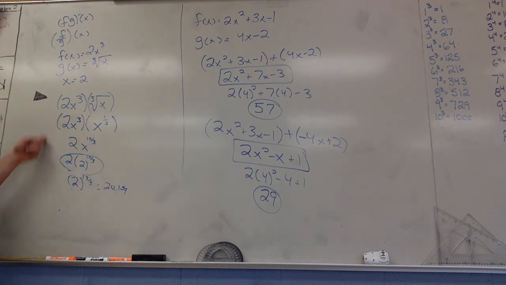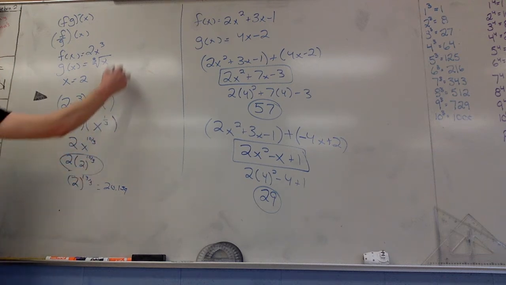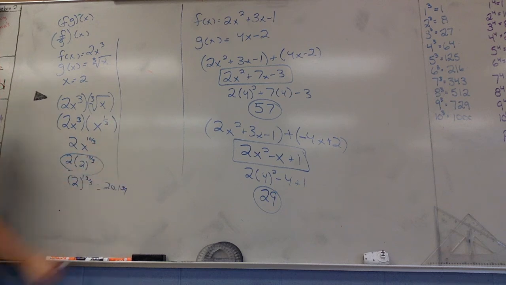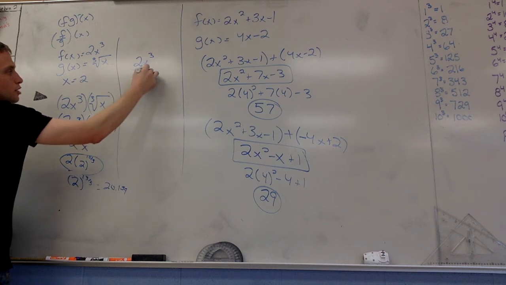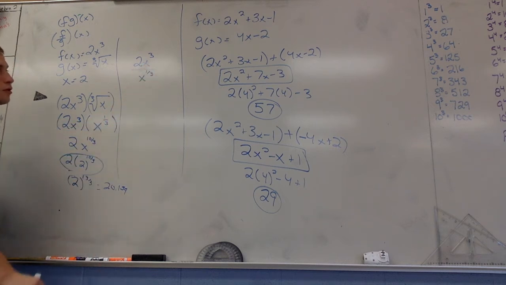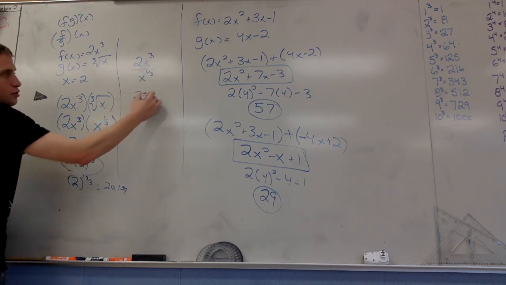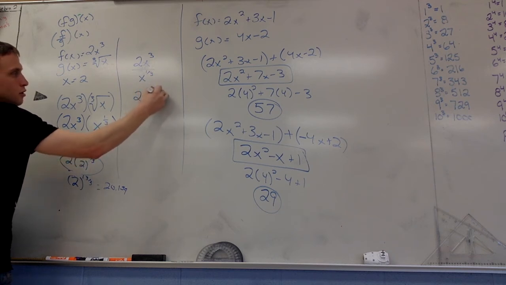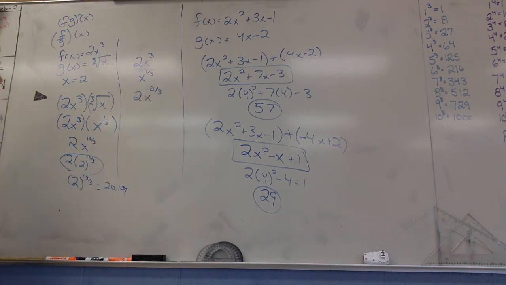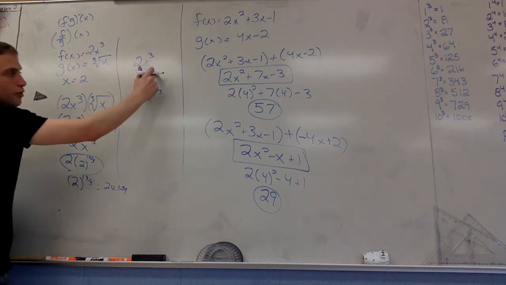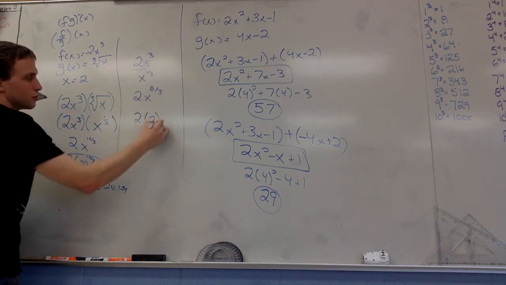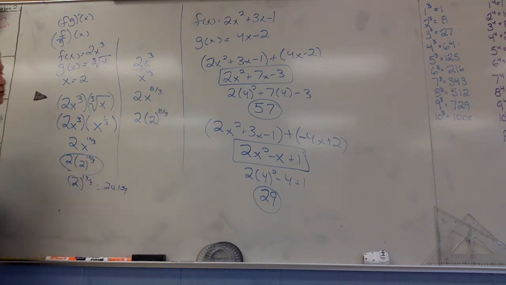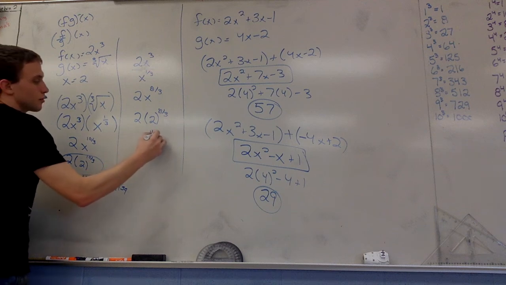Now the division is the exact same thing, but we're going to be subtracting the exponents instead. So I have 2x cubed over x to the 1/3. That gives me 2x to the 8/3 when I subtract 3 and 1/3. Then I plug in 2. 2 times 2 to the 8/3. I can plug it into a calculator, or I can write 2 to the 11/3.